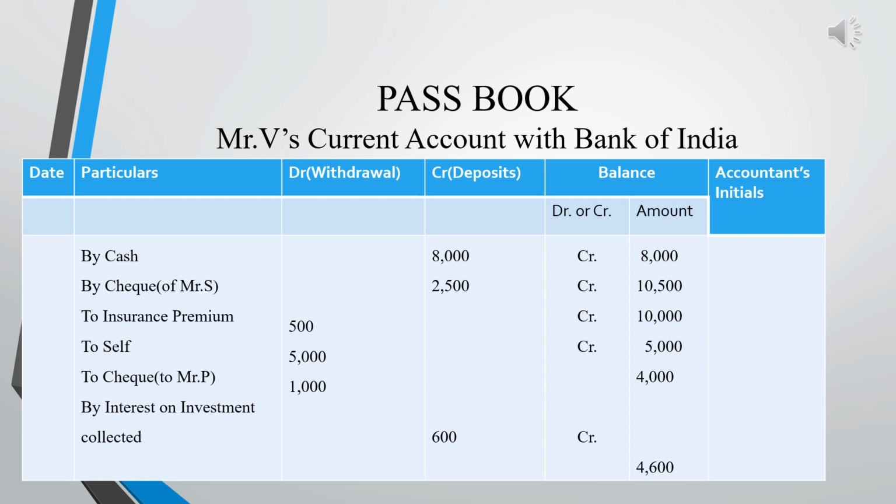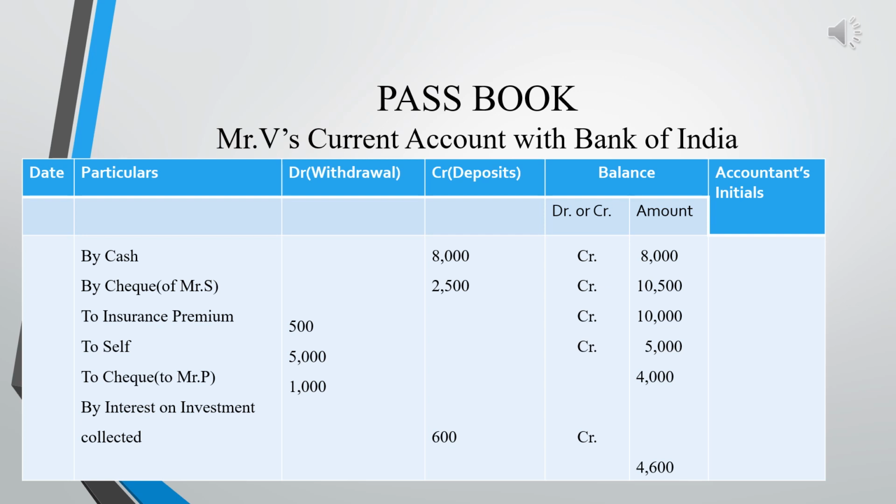Further, insurance premium has been paid either under bank instruction or through cheque. So that 500 rupees, the insurance premium amount, has been mentioned in the debit column and the balance has been reduced by 500, that is to rupees 10,000. Again, Mr. B has withdrawn an amount of rupees 5,000. So the bank balance is again reduced to 5,000.